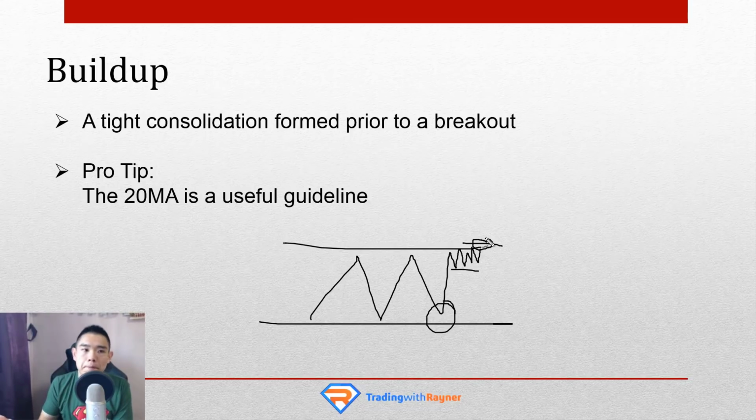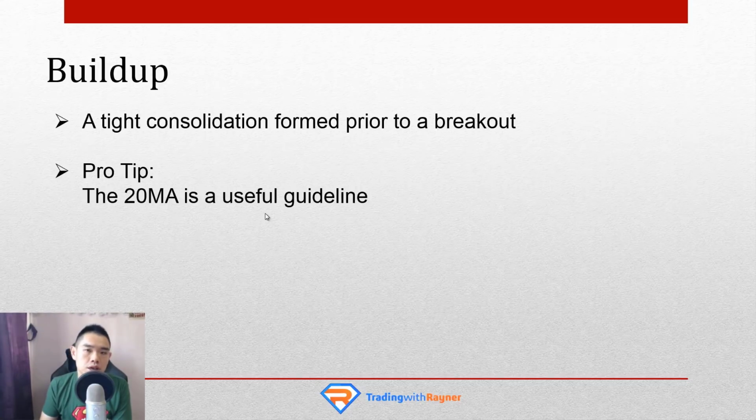Of course, there's no guarantee the market will break out higher. It could just break down lower as well. That's possible. But the key thing is volatility expansion could really work in your favor. So this is why I always look for a build up. And one pro tip, a very useful one, is this. You can use a 20 MA to serve as a guideline, which I'll share with you right now.